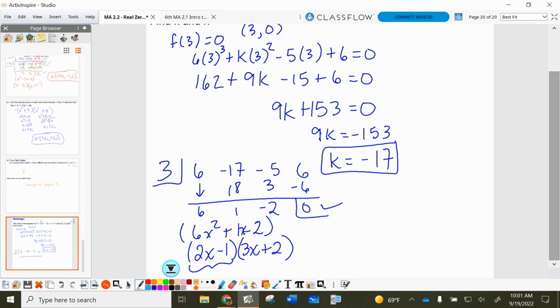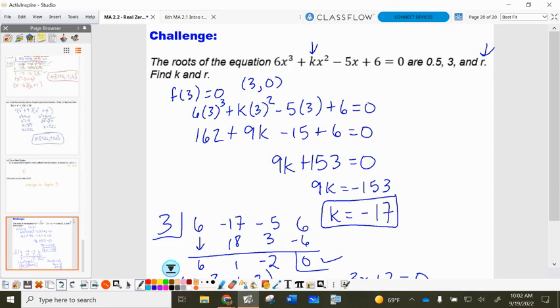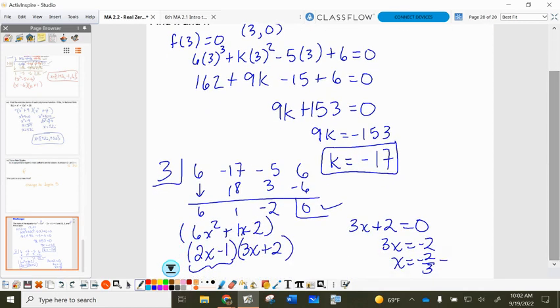So then if 3x plus 2 is our remaining factor, we can set that equal to 0 and solve for it, which gives me x equals negative 2/3. Okay, and I'm boxing it as x. I'm going to change that label to r. That's my remaining root of the function. So we've got k and r solved for there.